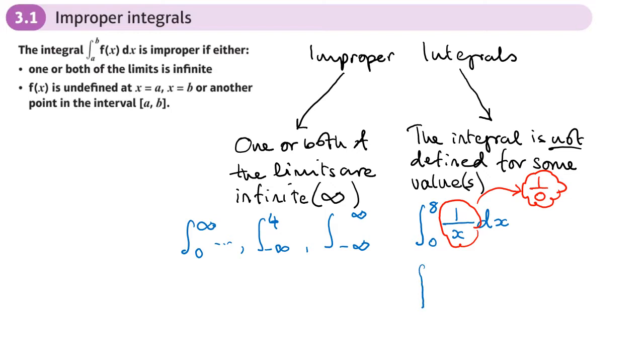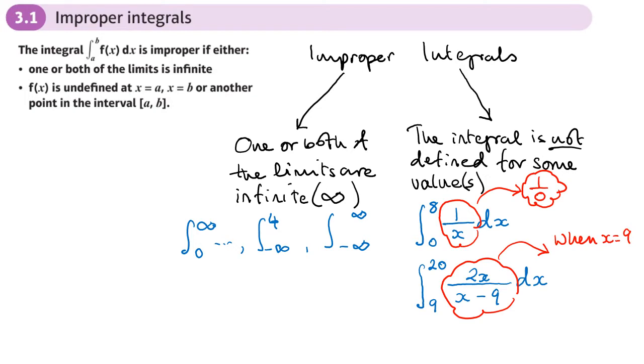Another one might be, let's say that I was integrating from 9 to 20, and the thing that I was trying to integrate, let's say it was 2x over x minus 9. Well, this is not going to be defined when x equals 9, because you'll end up dividing by 0. So there's a problem here, because when x equals 9, which happens to be that lower limit, we end up doing 2 times 9, which is not a problem, and then 9 minus 9 at the bottom, divide by 0. So there's going to be the issue. So these are two types of improper integrals.